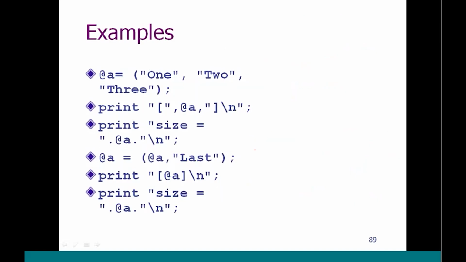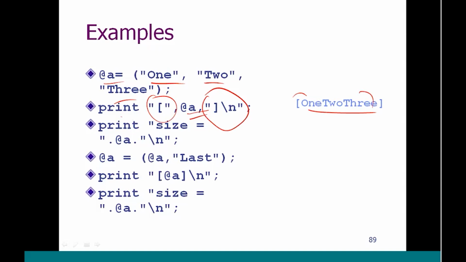Some examples here. Here @A is 1, 2, and 3. Now when we print just the whole array, it prints 1, 2, 3. Then it prints square brackets also because they are marked as literals here. Now we want to print the size, and can you take a guess? The size is actually 3 because that's what we got.